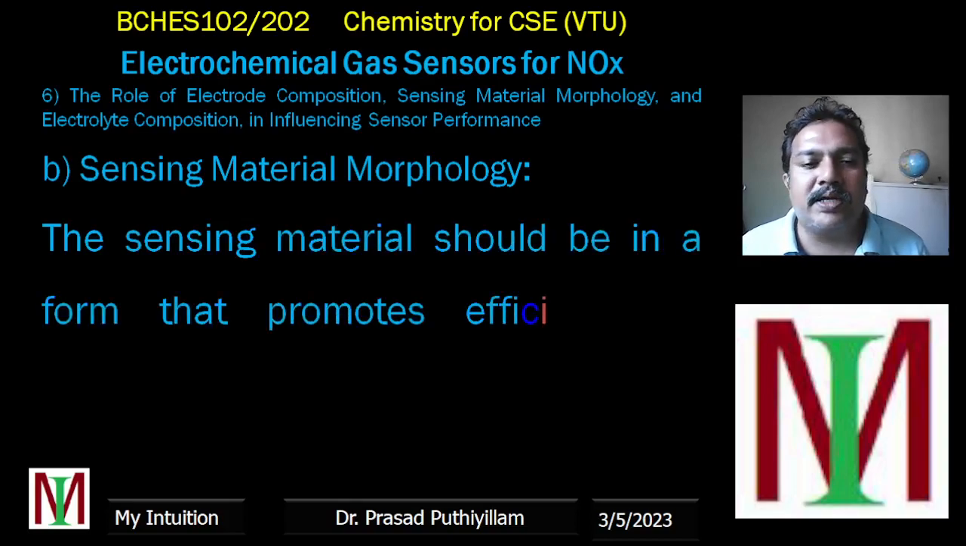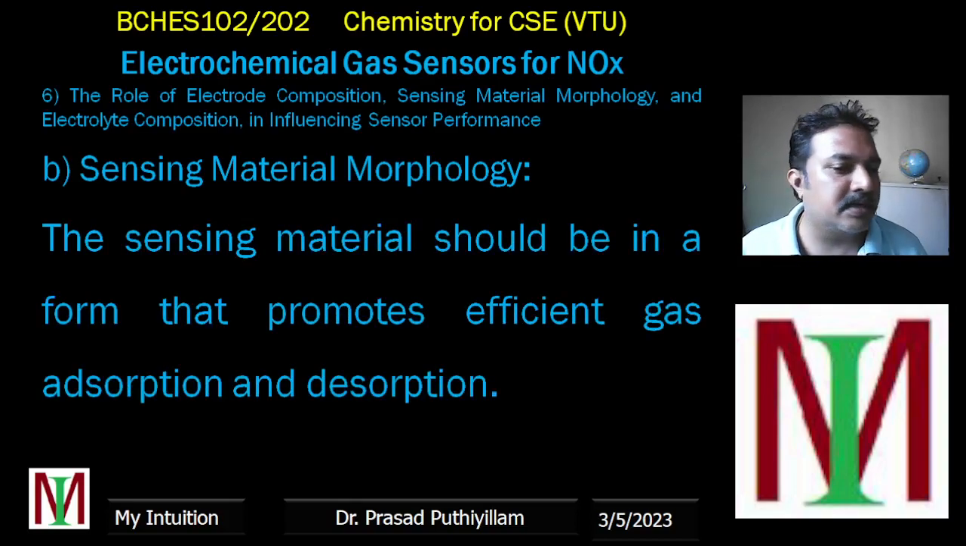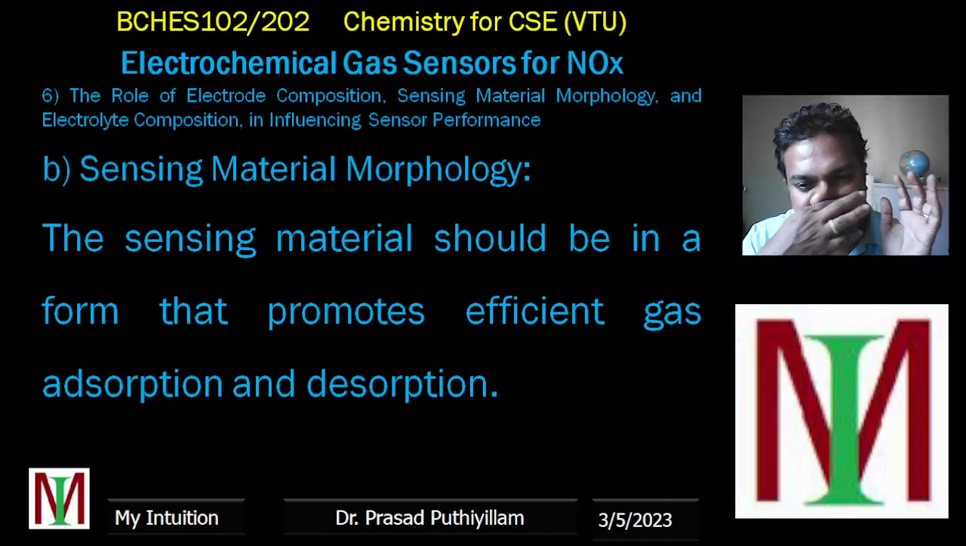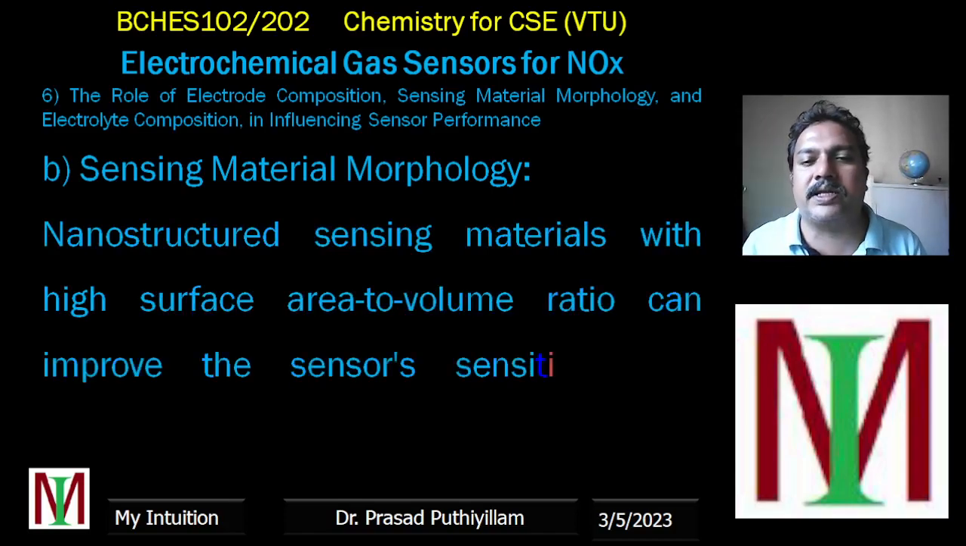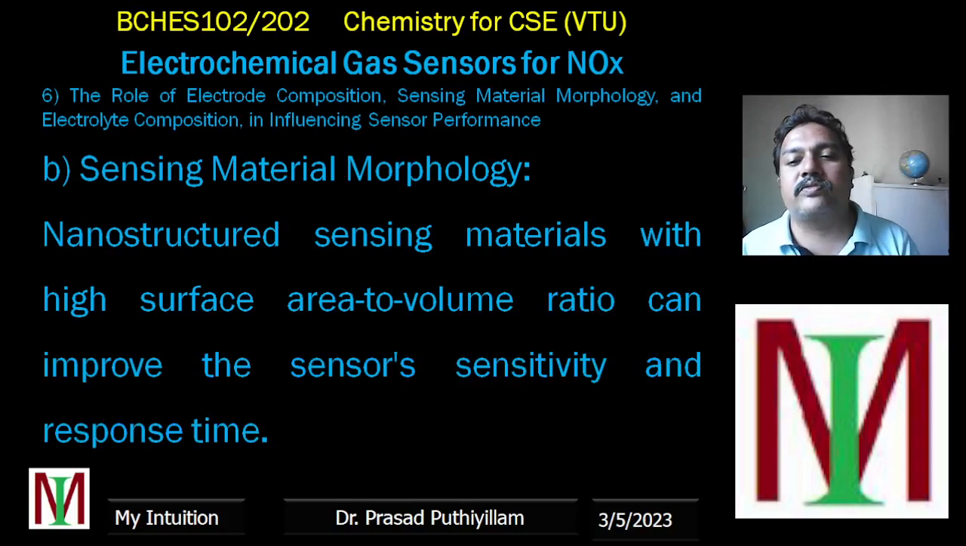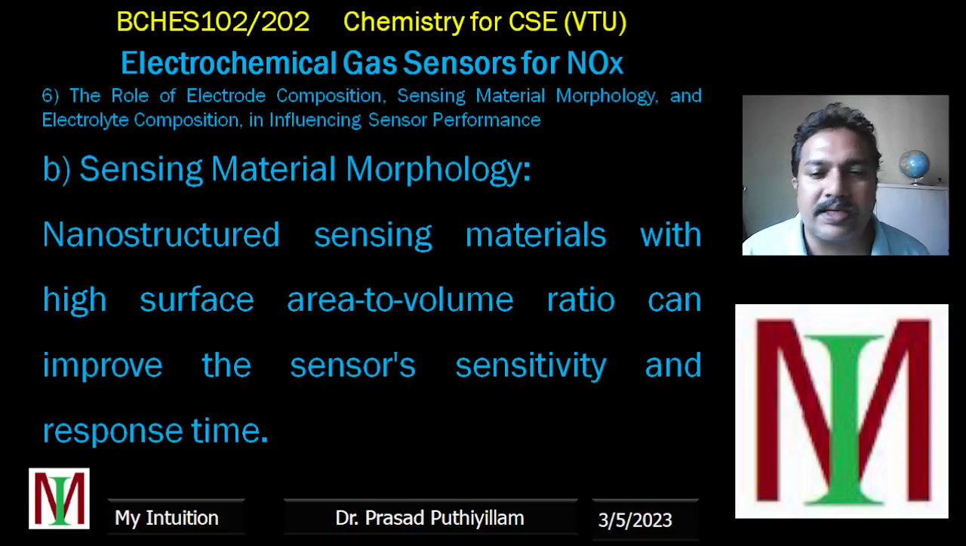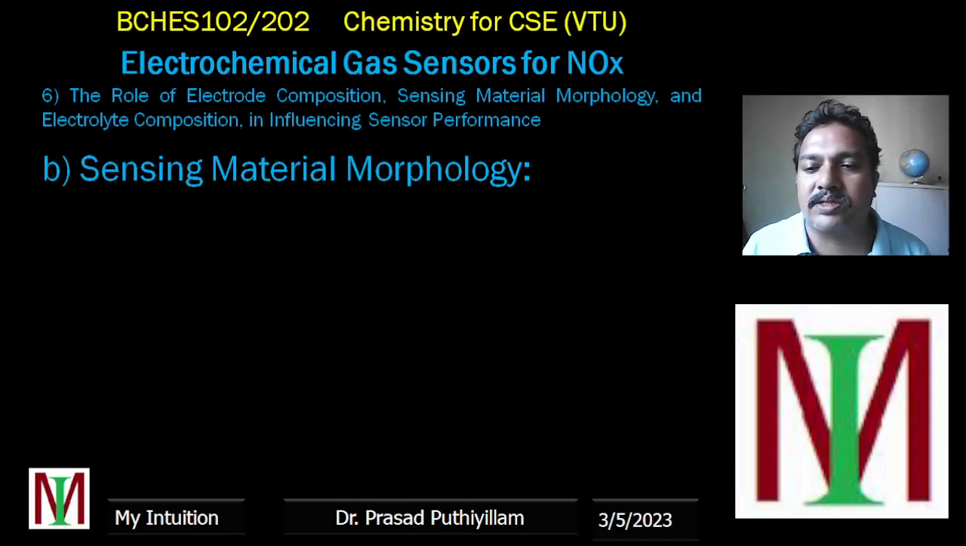The sensing material should be in a form that promotes efficient gas absorption and desorption. Adsorption means going and attaching to the surface. Desorption is going away from that. Nanostructured sensing materials with high surface area to volume ratio can improve the sensor's sensitivity and response time. High surface area to volume ratio is now a very common usage. Everyone knows. I am not explaining it. Many years I am explaining the same thing. You just check what a high surface area to volume ratio is.